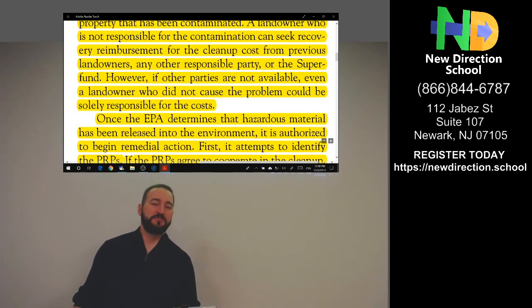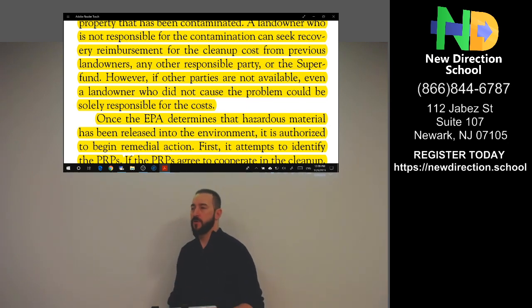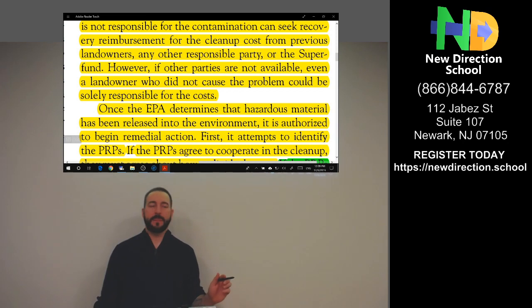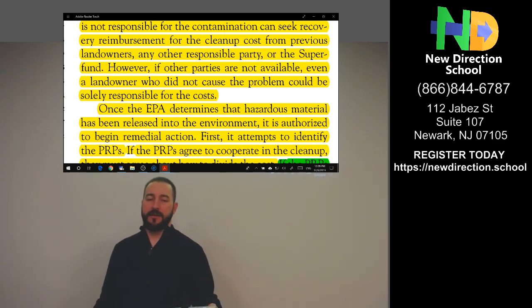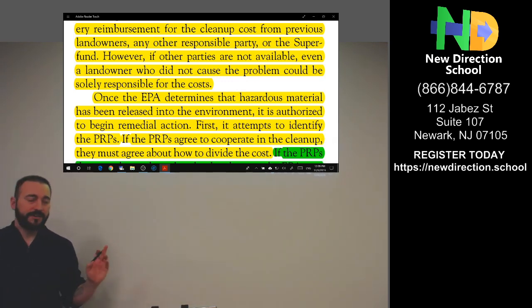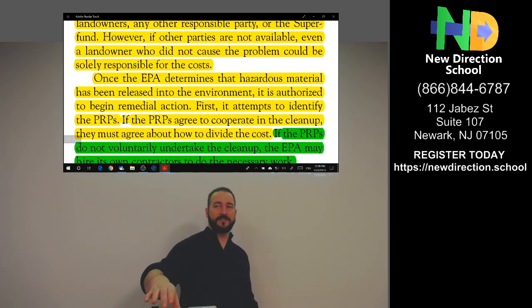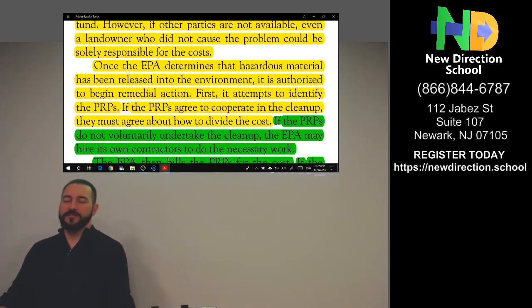Once the EPA determines that hazardous materials have been released into the environment, it is authorized to begin remediation. First, it attempts to identify PRPs. Who are the PRPs? Potential responsible parties, like who did this? They'll try to identify. If the PRPs agree to cooperate in the cleanup, they must agree how to divide the cost. If the PRPs do not, I know, but if you do not voluntarily undertake the cleanup, the EPA may hire its own contractors and do the necessary work. Of course. So here's the thing. You could have done it for like $20,000. They're going to hire their union workers, and it costs $50,000.